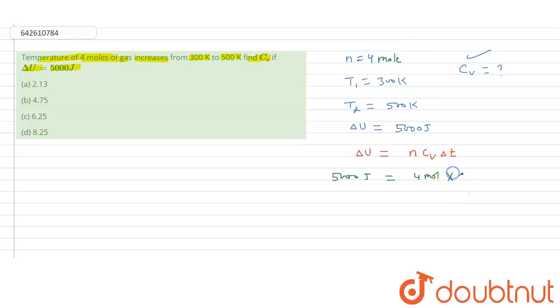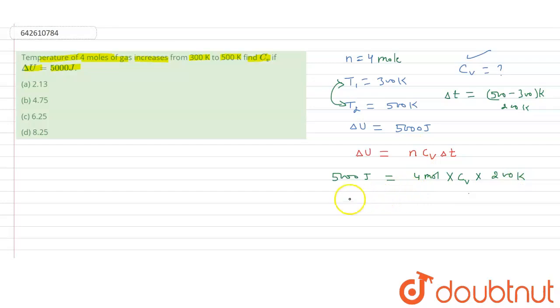Now we have to calculate CV. As we know, delta T is the difference between these two temperatures. So delta T becomes T2 minus T1, that means 500 minus 300, so it becomes 200 Kelvin.